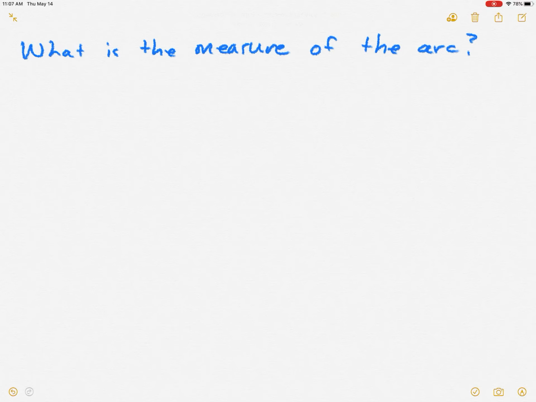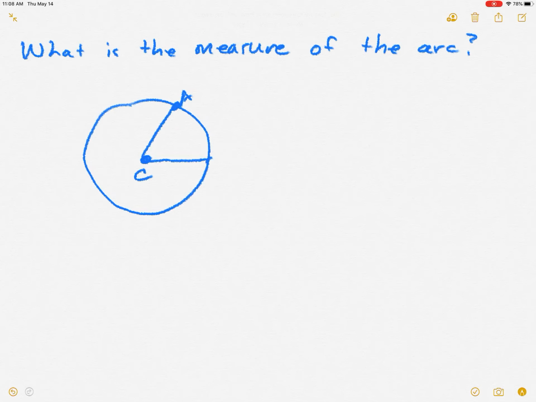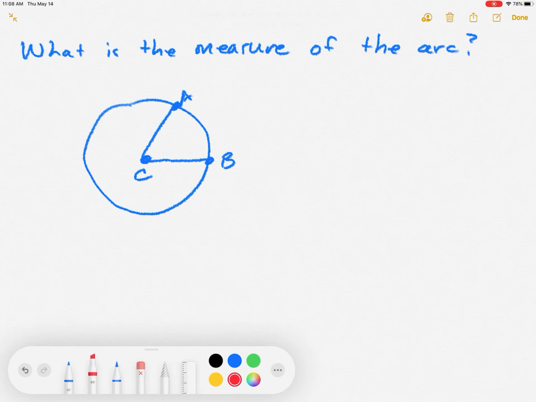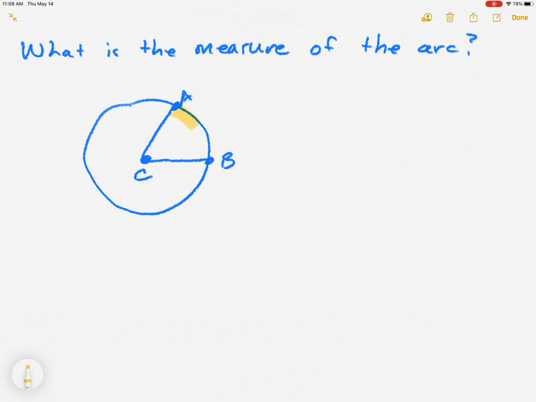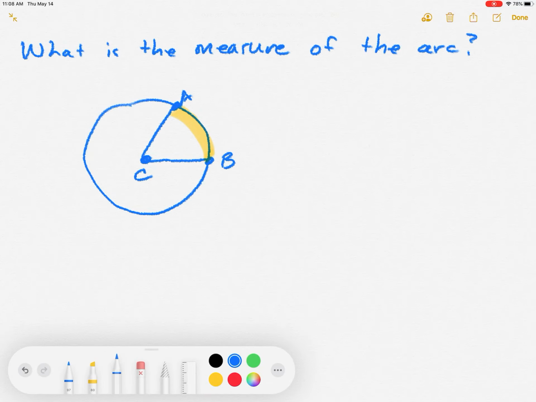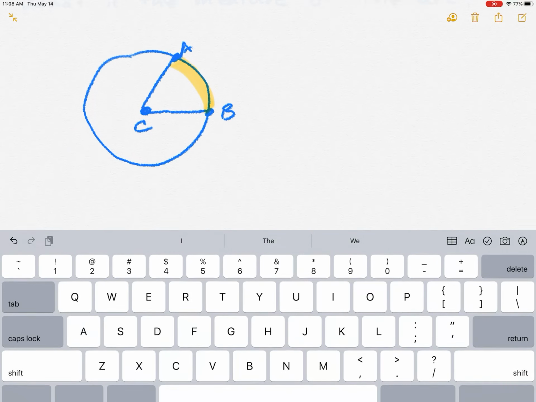So if we look at a circle, we've got C right in the middle of the circle, and we've got A over here, we got B, and it's saying how long is the arc? So basically the question is asking us to determine, using the given information, how long that highlighted area is.